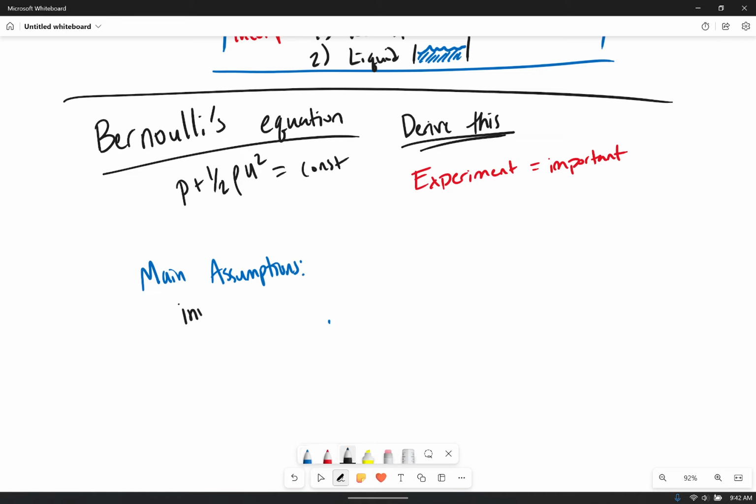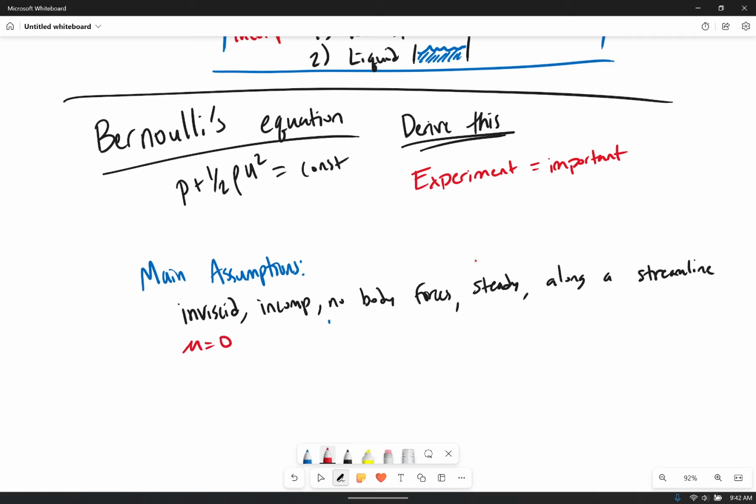First off, we're assuming it's inviscid. Okay, so that means we have very low, small velocity gradients, or they're not there at all. We assume it's incompressible. We're going to assume that we have no body forces. That it's steady. And that it's along a streamline. As a note, there are some cases where it doesn't have to be along a streamline, and we'll get to that later. And just in case you forgot, inviscid says that the viscosity is equal to 0.